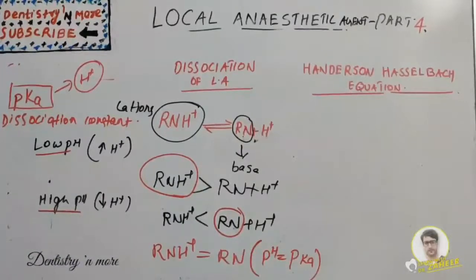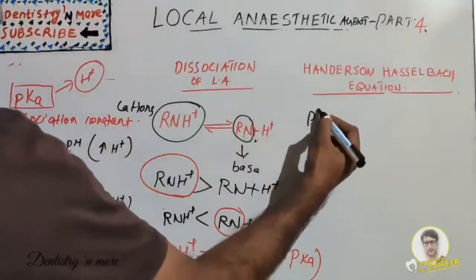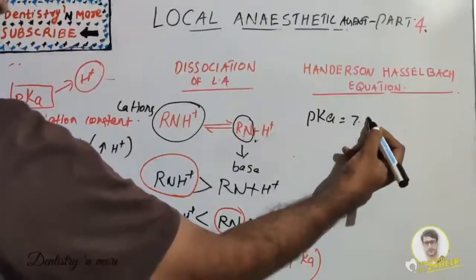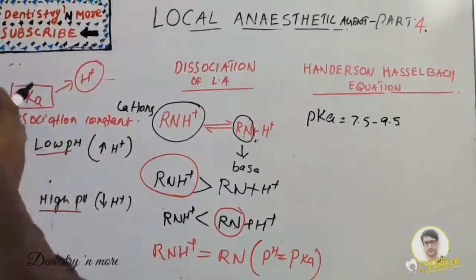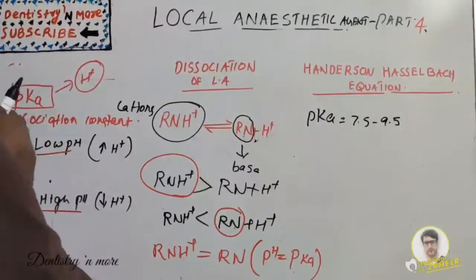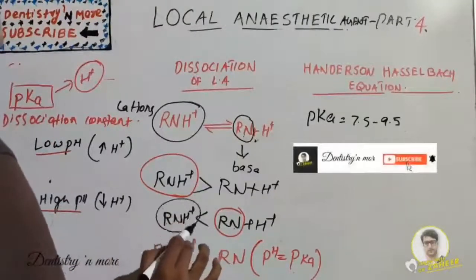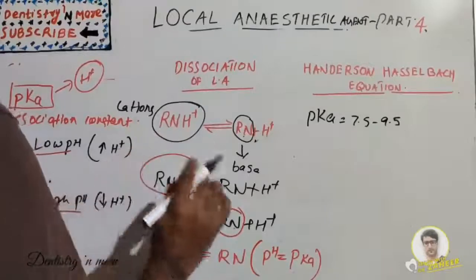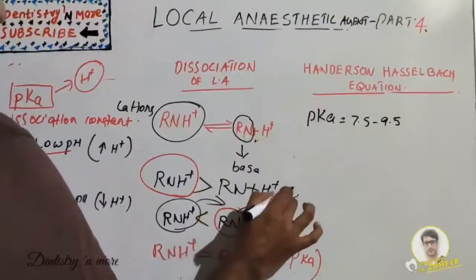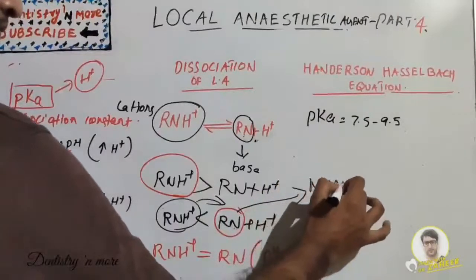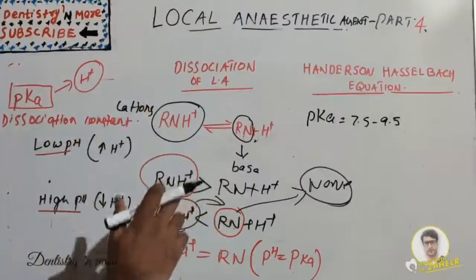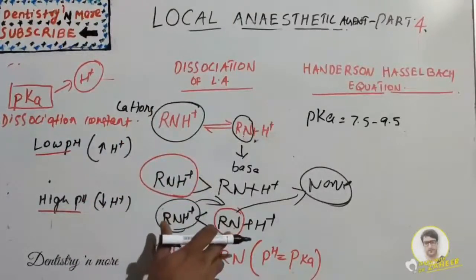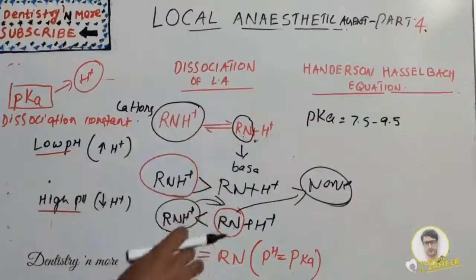Injectable local anesthetics are weak bases, with a dissociation constant around 7.5 to 9.5. When a local anesthetic is injected into tissues, it is neutralized and part of the ionized form is converted to non-ionized form, and this non-ionized base is what diffuses into the nerve.